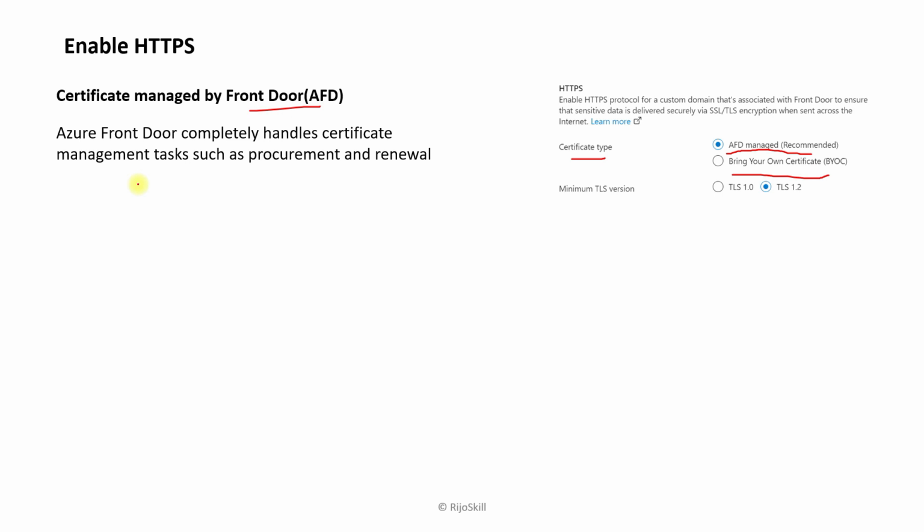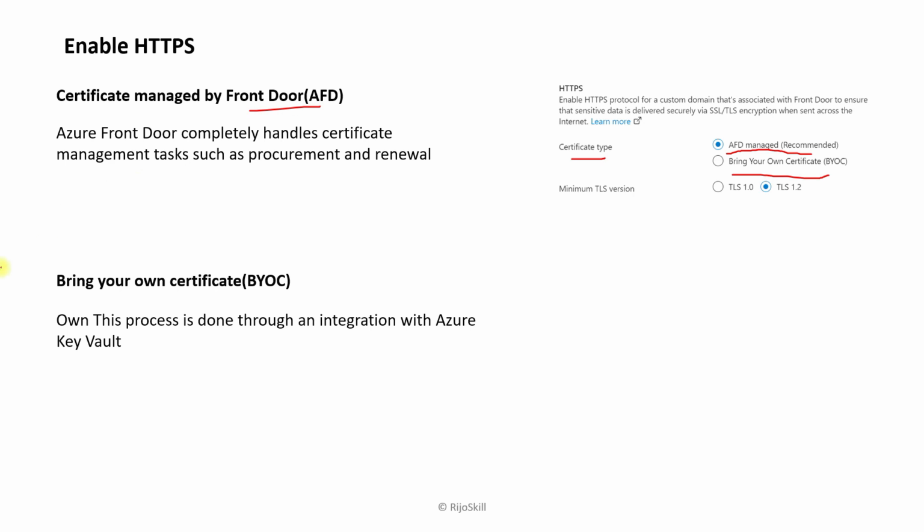Everything will be managed with the Azure Front Door. So what does bring your own certificate mean? You own this process through the integration with the Azure Key Vault. So you need to bring your own certificate. You can purchase your certificate from DigiCert or whatever certificate provider. Then you need to upload that certificate in the Key Vault. Then you need to connect it with your Azure Front Door.